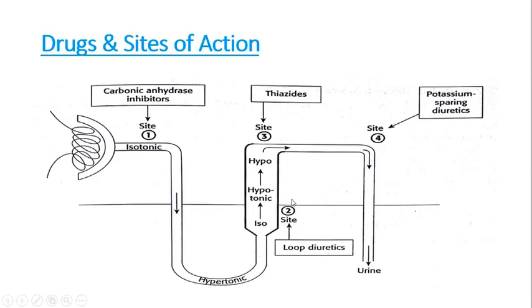Next come loop diuretics. As the name suggests, they act in the loop of Henle, specifically in the ascending part of the loop of Henle. Then come thiazides. They act in the early distal convoluted tubule, and then come potassium sparing diuretics. They act on the collecting tubules. There is one more group, osmotic diuretics, which act overall, and I'll discuss this at the end of this lecture.